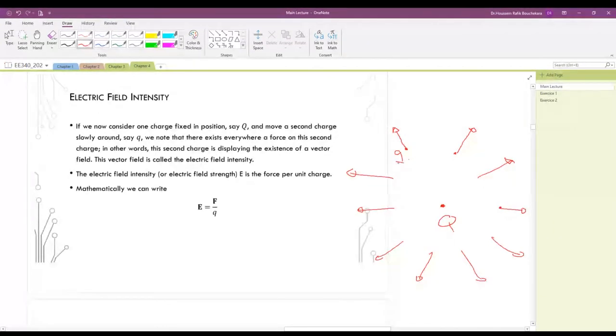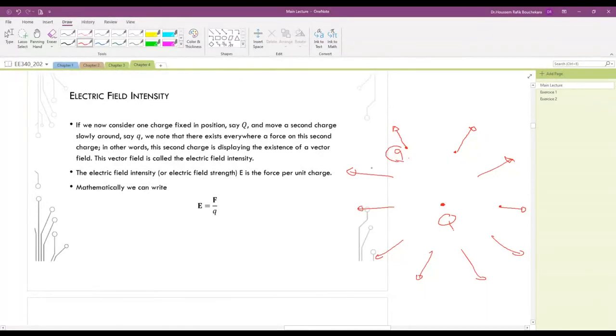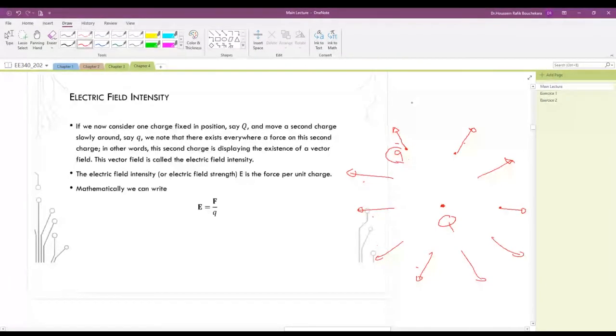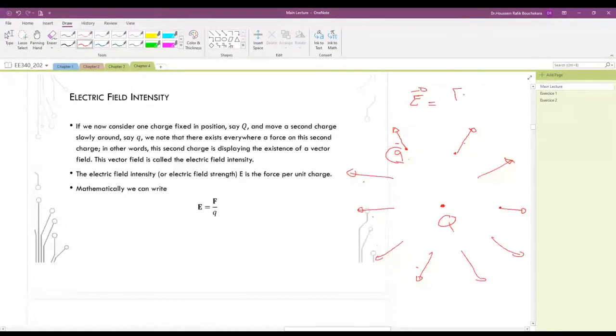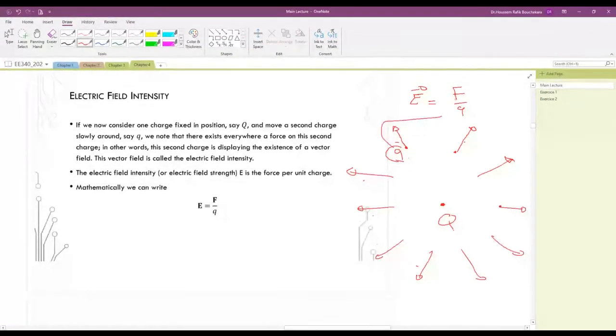So this charge is displaying the existence of a vector field. This is a vector field. Okay, this vector field is called electric field intensity. نرمز لها ب E. Okay. The electric field intensity هي الفورس divided by this small q. Okay. So the electric field intensity is the force per unit charge. This is the electric field intensity.